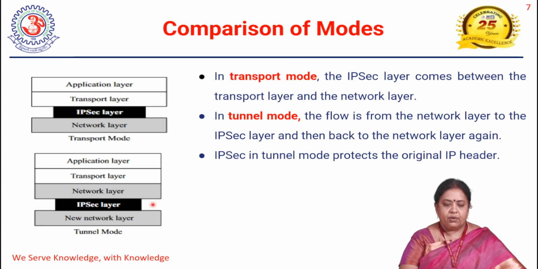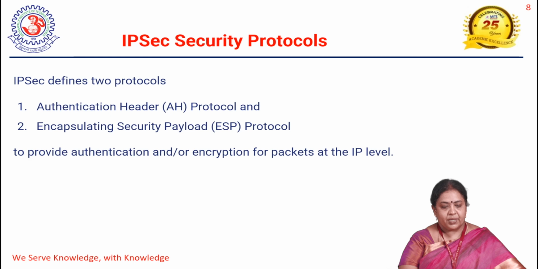But here, what happens? From the application layer, the data will be given to the transport layer. From the transport layer, the data will be transferred to the network layer. After that, the security will be provided. That means the security is provided for the entire packet in the tunnel mode. That is the difference between the transport mode and the tunnel mode. This is how we compare the two modes. So it can operate in the transport mode, or it can operate in the tunnel mode.